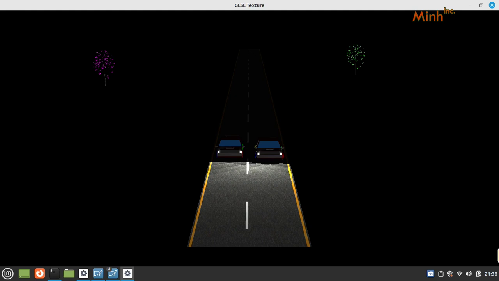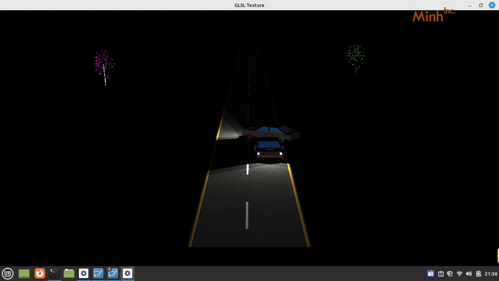Okay, we can see the lighting on the trees. They are not perfect. It is better in one tree. It is better in both trees.